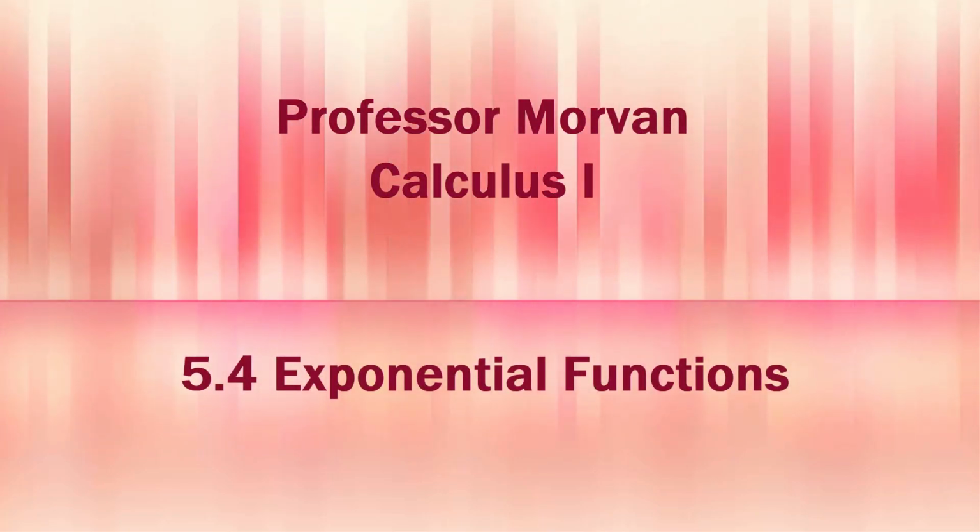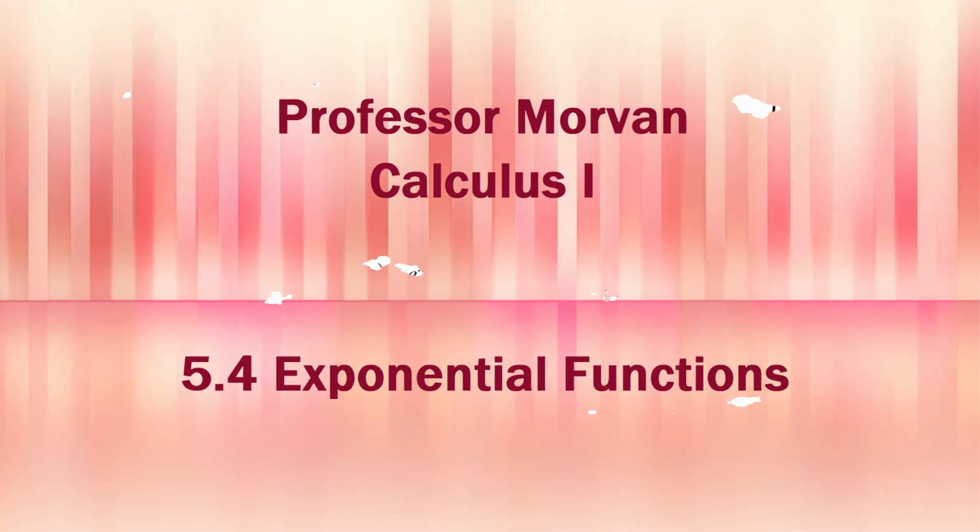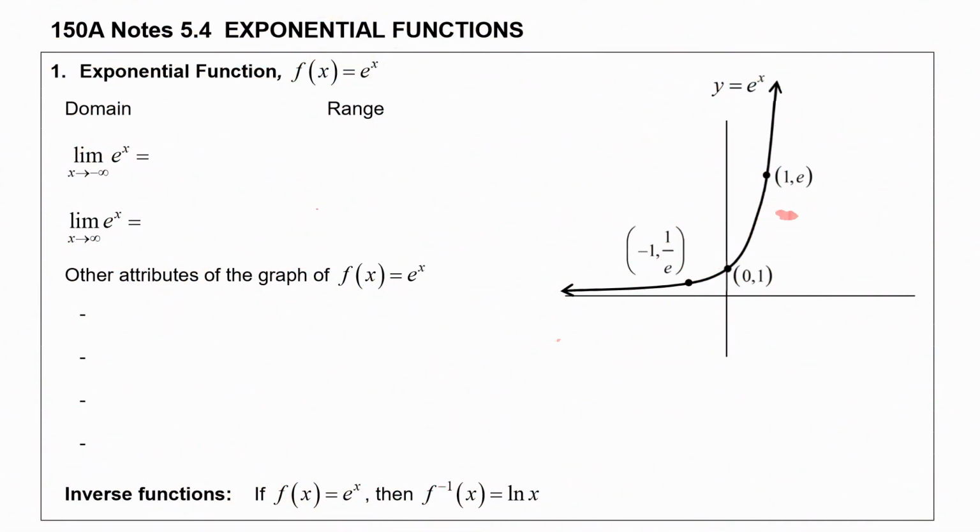In section 5.4, we study exponential functions. The exponential function, f of x equals e to the x, has this graph. If we put in x equals 0, of course e to the 0 is 1, so we get this y-intercept. If x is equal to 1, then f of 1 is equal to e. And if we put in x equals -1, then we get e to the -1, which is 1 over e.